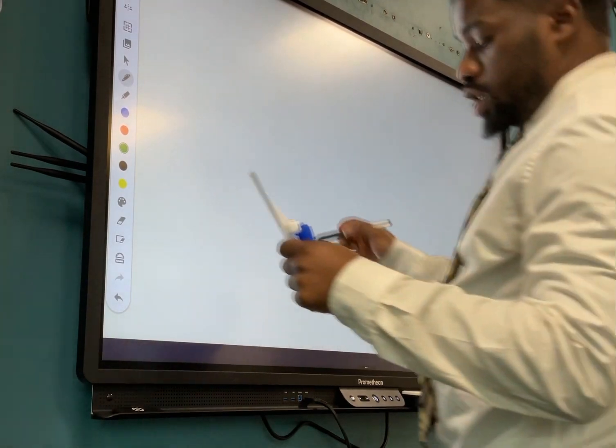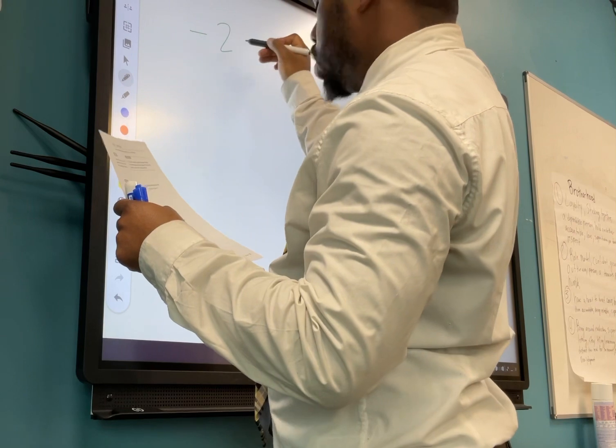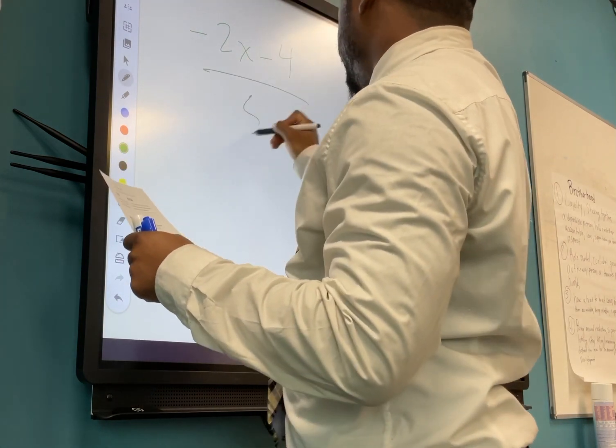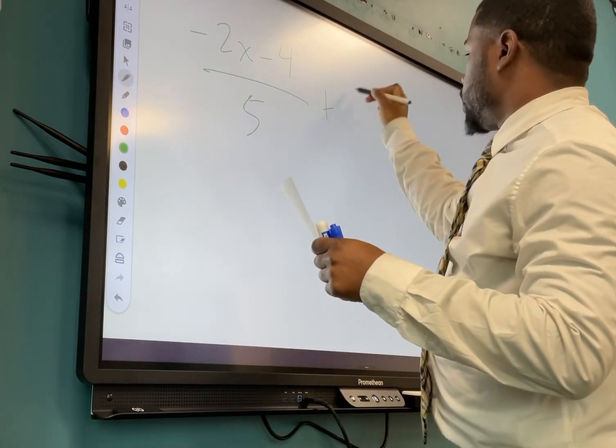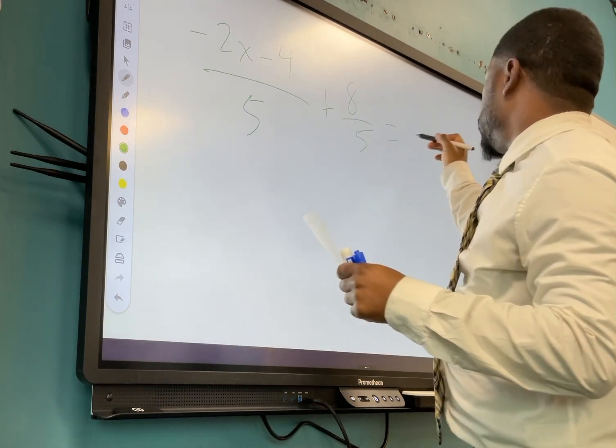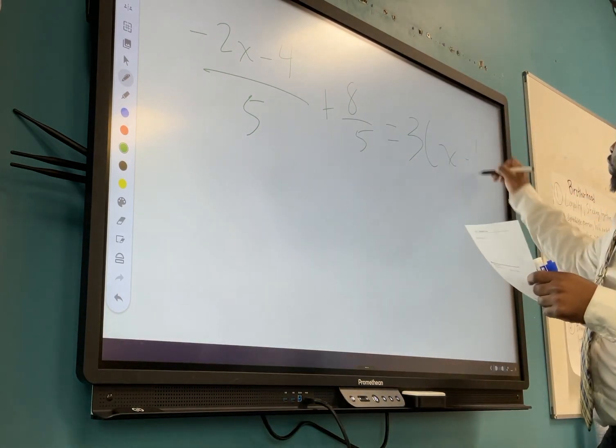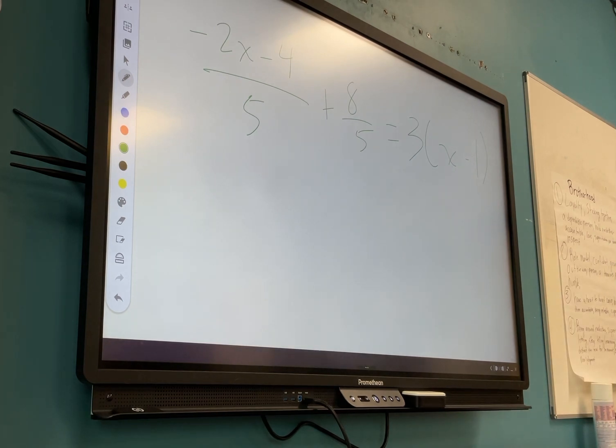So 1D is negative 2x minus 4 all over 5 plus 8 over 5 is equal to 3 times x minus 1. Okay? So to kind of simplify this problem, what would be that first step? What's the approach? All right, you could apply distributive property. Definitely do that. All right, so what would you distribute?